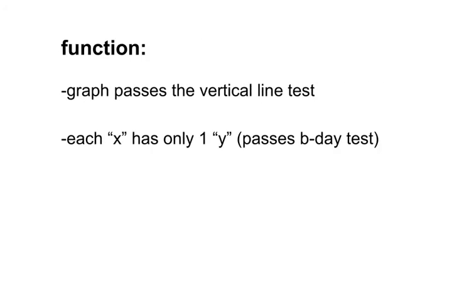Okay, so a function. If you have a graph, it will pass the vertical line test if it's a function. We'll get into what the vertical line test is in just a minute. If you're dealing with ordered pairs, each x has only one y. It has to pass what I call the birthday test. Let's take a look at what those tests are and how they work.